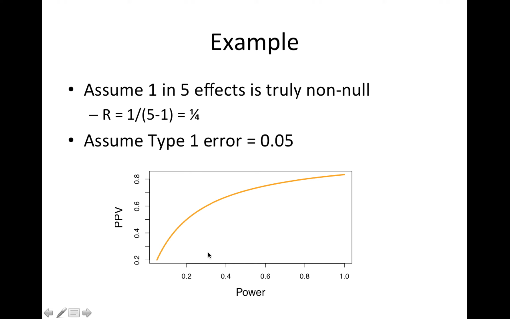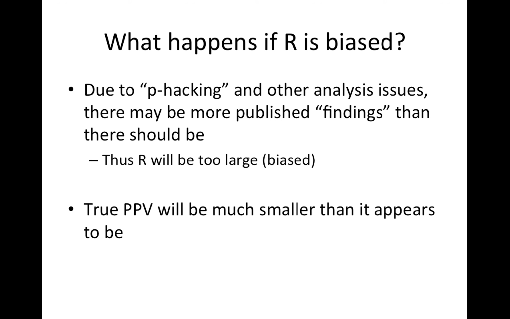Of course, you can redo this plot by fixing power and varying R, and you'll get a similar thing. So the tricky bit, again, is computing this R. Due to p-hacking and other issues, more of our published findings, which is really all we can see, and that's what we need to estimate R, are going to be positive results than there should be. So R is going to be biased to be larger because it's going to make it look like it's easier to have a significant effect. So the true PPV will be much smaller than it appears.